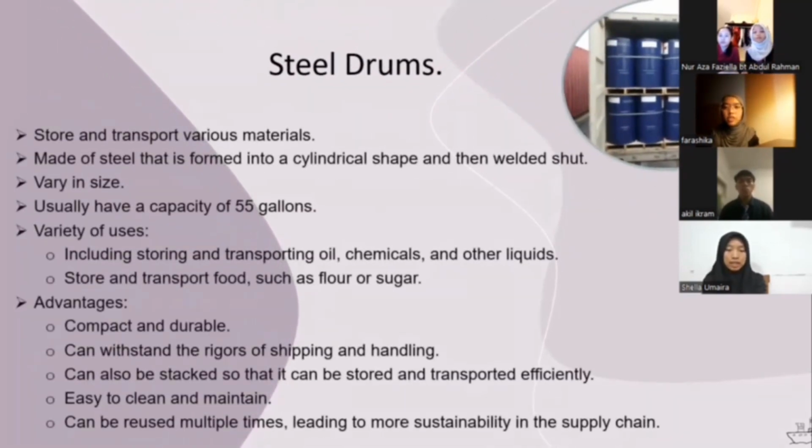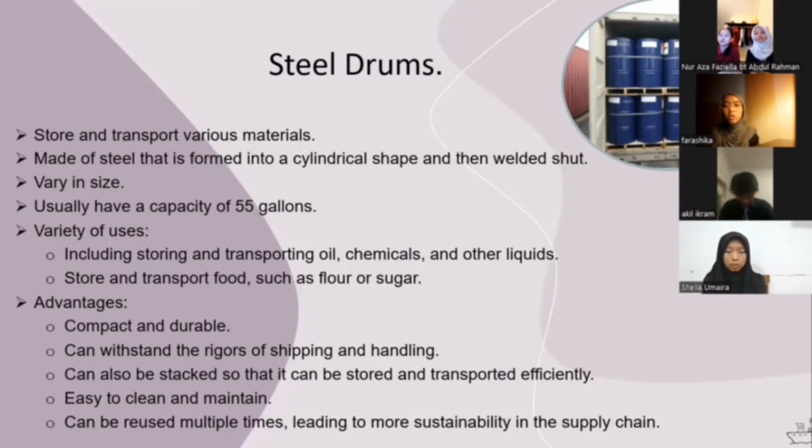Next type of packaging is steel drums, used to store and transport various materials, made of steel that is formed into a cylindrical shape and then welded shut. It comes in varying sizes and usually has a capacity of 55 gallons. The use of these steel drums includes storing and transporting oil, chemicals, and other liquids, and also storing and transporting foods such as flour or sugar.